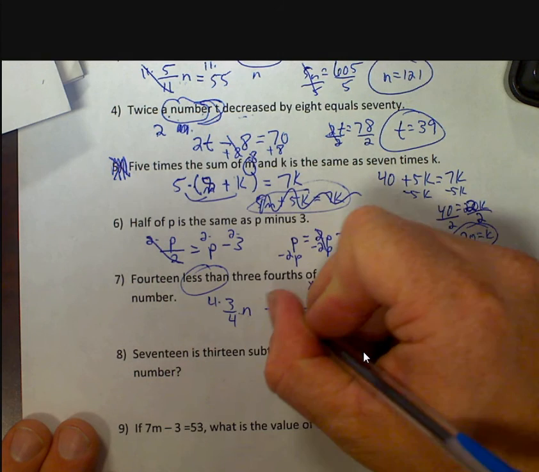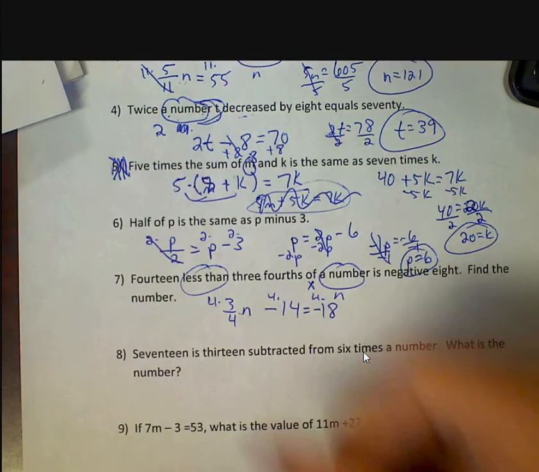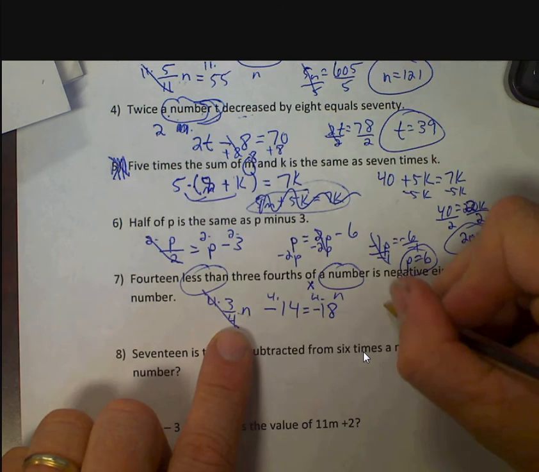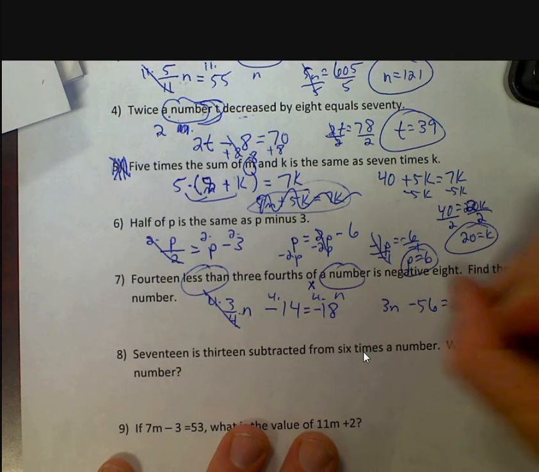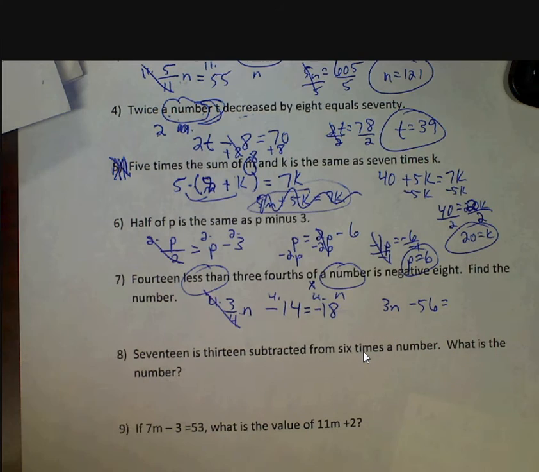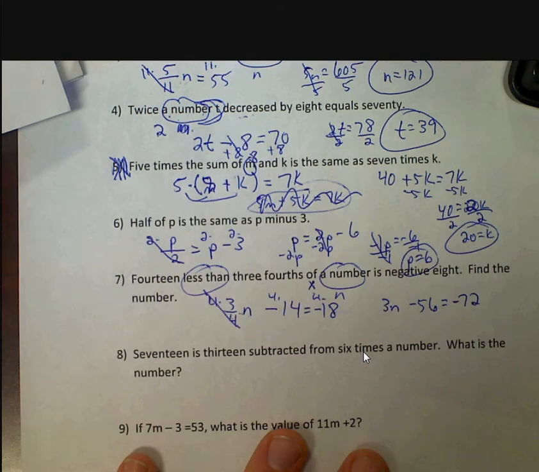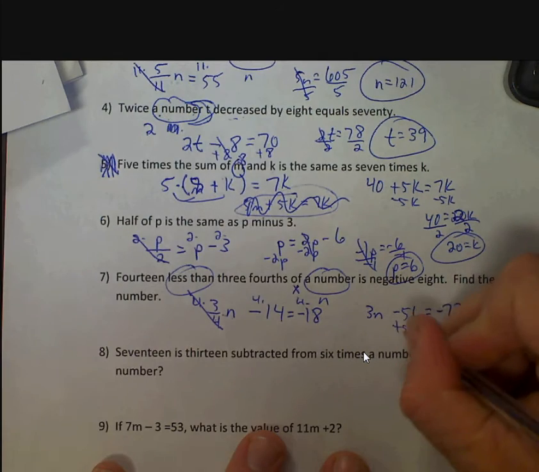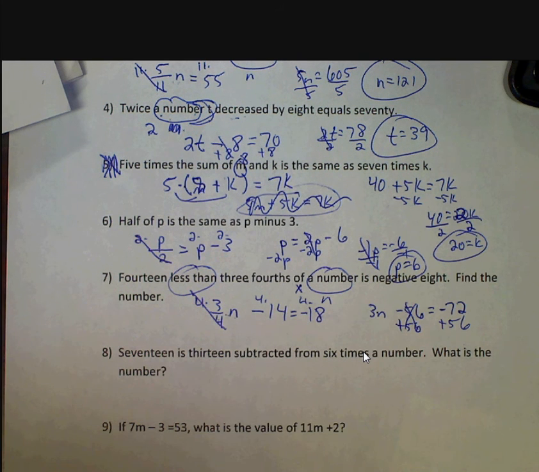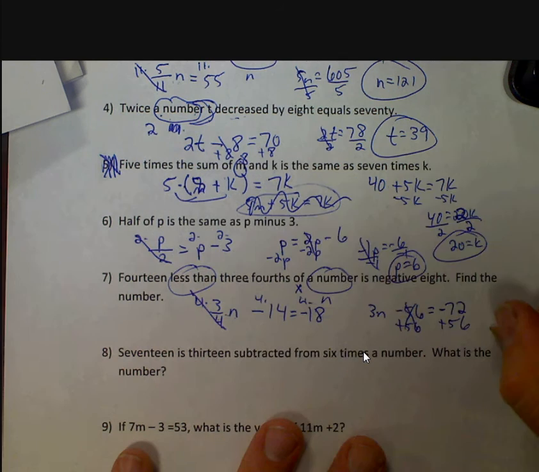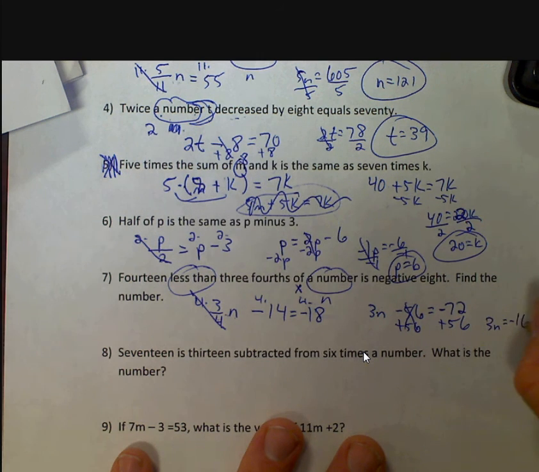I know I can multiply everything by 4, so this goes away. I'm left with 3n. 4 times 14 gives me minus 56 equals 4 times negative 18, which gives me negative 72. Now I can add 56, so that's 72 minus 56, 16. 3n equals negative 16. Divide by 3.